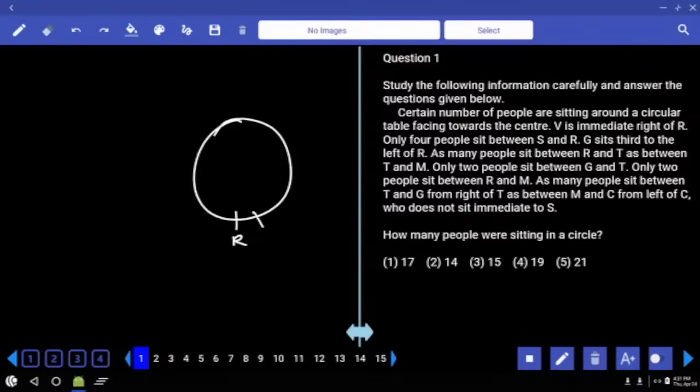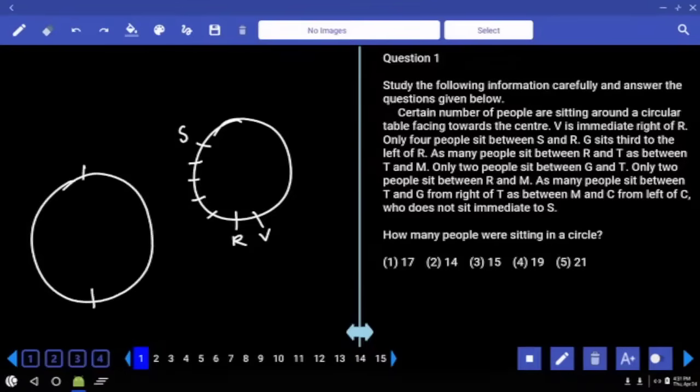R here, V here. V is to the immediate right of R. And 4 people between S and R. Now 4 in between S and R. And left hand side or right hand side? Now 2 possibilities. 1, 2, 3, 4. S is your first possibility. And 4 in between S and R. Then what is the other case we have?